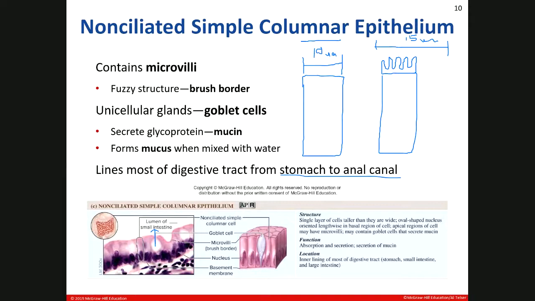The lumen is the space. Take a toilet paper roll, that space in the center of the toilet paper roll, that's the lumen. All right, questions?